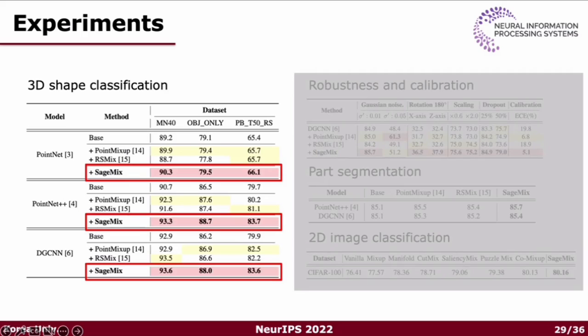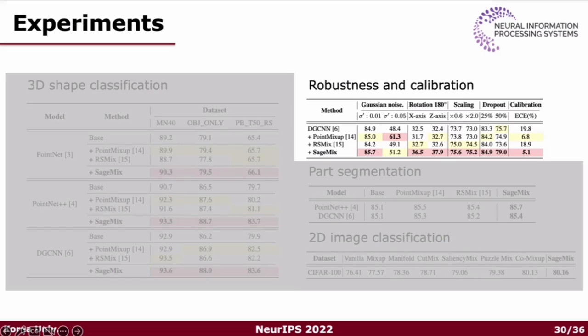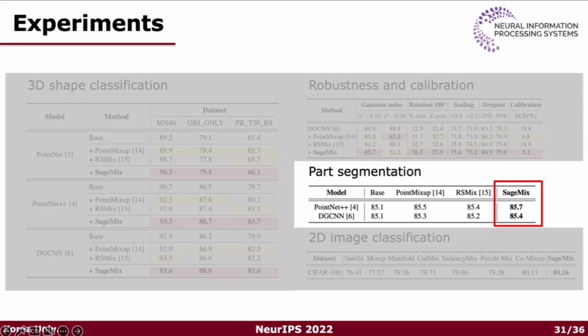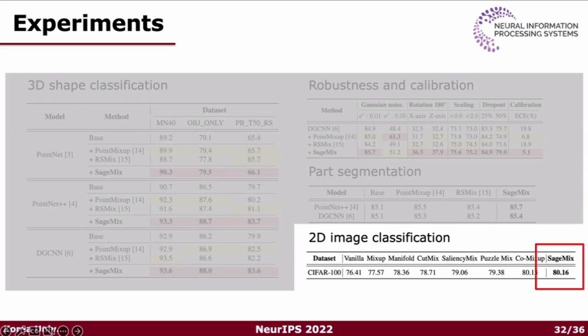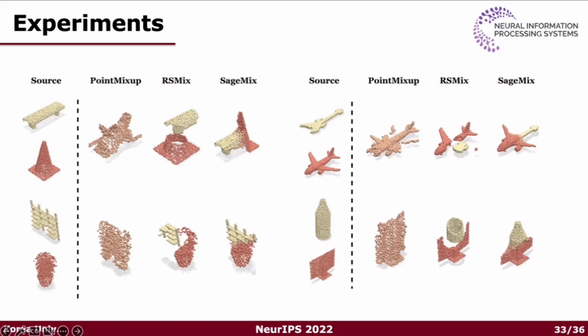We applied SageMix in various tasks. In all settings of 3D classification, SageMix achieved the best performance and showed consistent improvements in generalization capabilities. Also, we observed that SageMix was effective for robustness and uncertainty calibration. Furthermore, our model can be extended to various tasks, including part segmentation and 2D image classification. Interestingly, although we designed SageMix for point clouds, SageMix outperforms previous methods in the image domain.